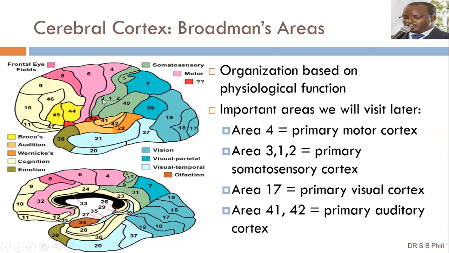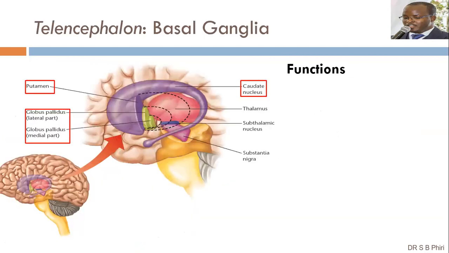Then areas number 3, 1, and 2 are called the primary somatosensory cortex that you discussed with Dr. Mshawati. Area number 17 is the primary visual cortex. 18 is the association visual cortex. Then areas number 41 and 42 are the primary auditory cortex. So you have these Brodmann's areas that are divided depending on the physiological function of these parts of the brain.